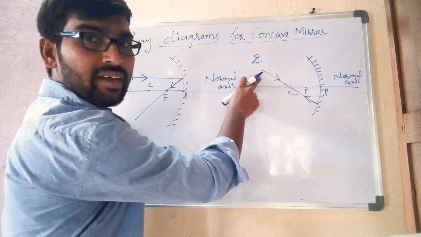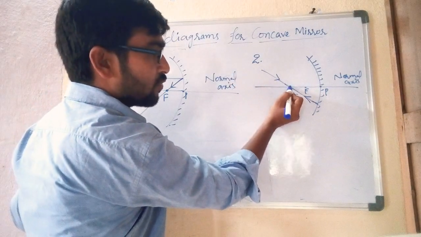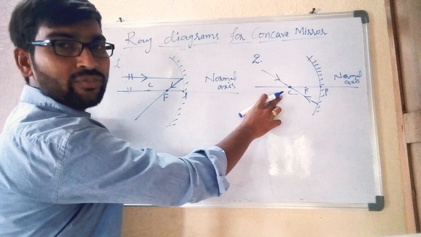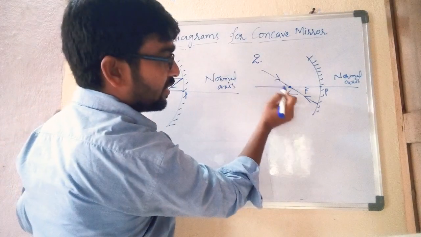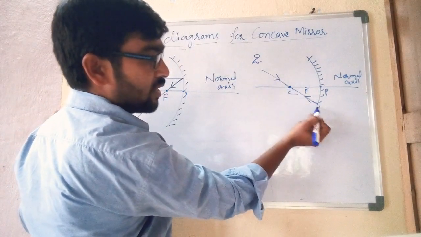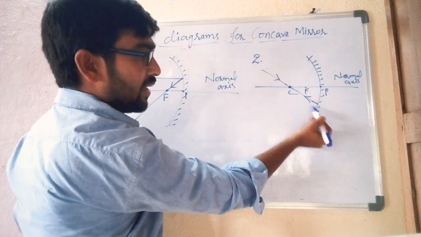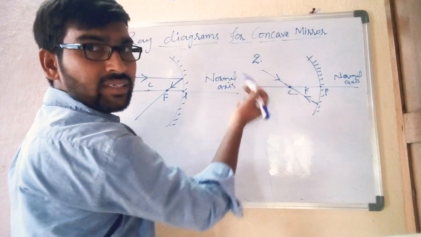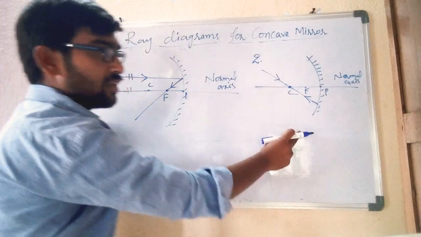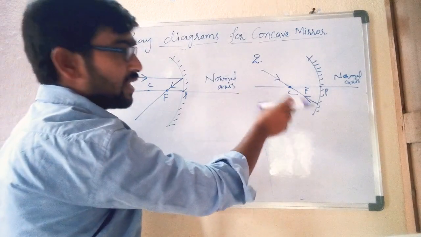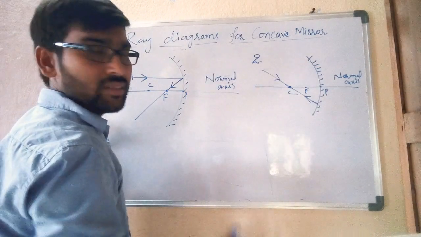The incident ray is passed through the center of curvature. This is the center of curvature. The reflected ray, this is the reflected ray, is in the same line, means the directions will be different. The rays are the same, but the directions will be different. This is the second rule.